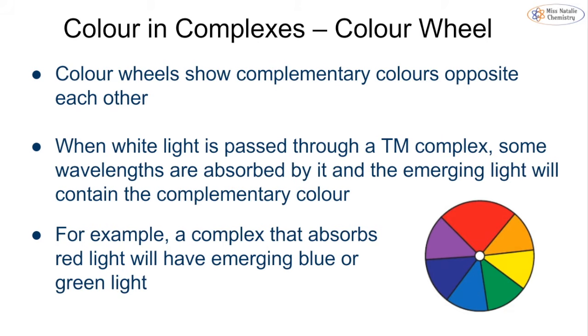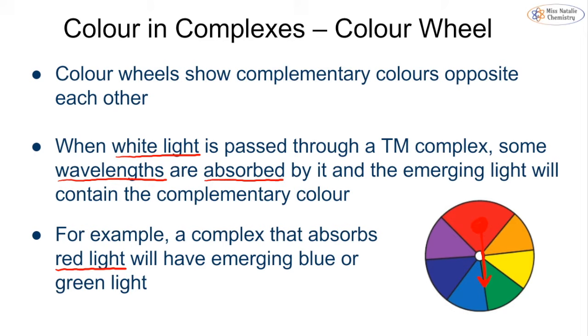So what we actually mean by this is when white light, which is a combination of all the visible spectrum, is passed through a transition metal complex, some wavelengths are absorbed by the complex. So some of the white light has its wavelengths absorbed, and the emerging light will be the complementary colour. So for example, if you have a complex that absorbs red light, which is in the red region, its complementary colour would be on the border of green and blue, so that compound would appear green or blue.